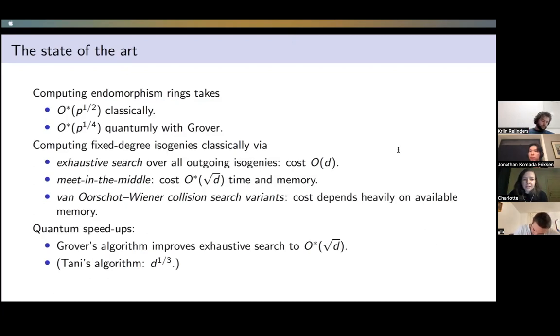Right, so the other options we would have are a meet in the middle approach, where we can decrease the complexity a little bit. And then of course there are van Oorschot-Wiener related collision search algorithms, which highly depend on the memory that is available. And one of the benefits of the algorithms that we look at is that they barely require any memory to be available. So yeah, this is one of the selling points of our approach. So basically, this is it for computing fixed degree isogenies classically.